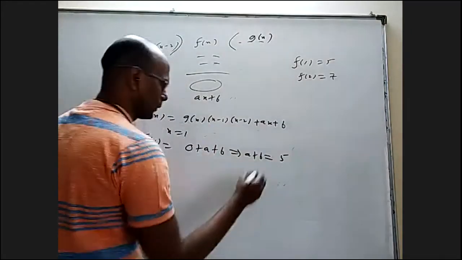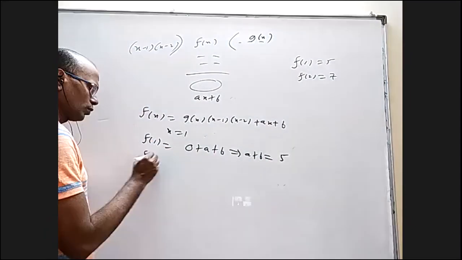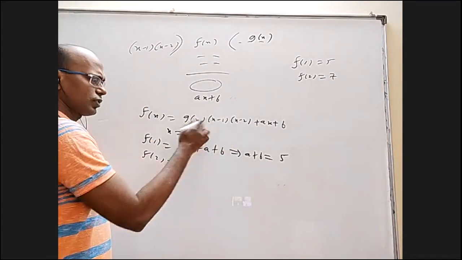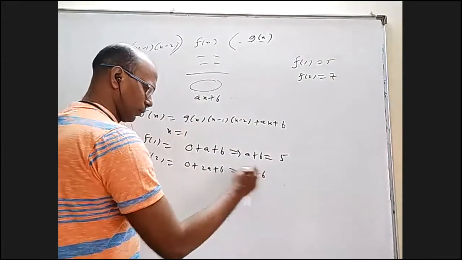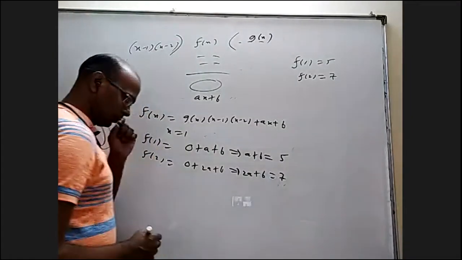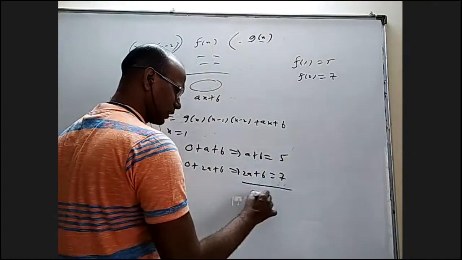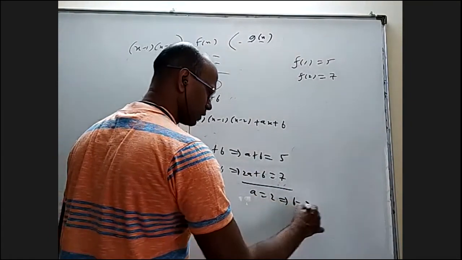f of 1 is 5. And f of 2 is also, again, 0. g of 2 doesn't matter. I'll get 2a plus b, so 2a plus b is 7. When I solve, I'll get a equal to 2 and b equal to 3.